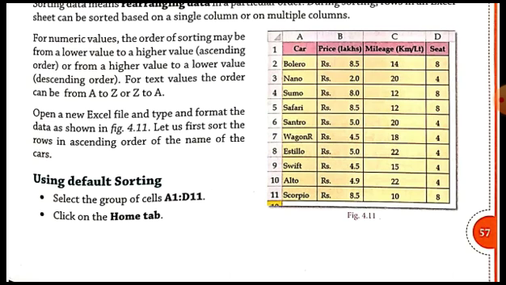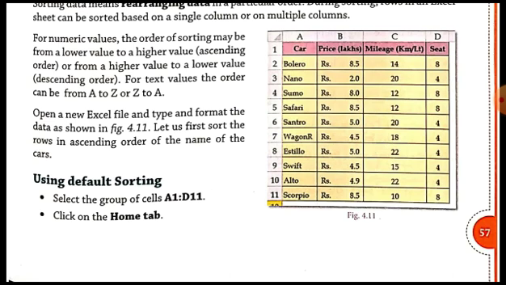Then the mileage. All of you know what mileage is. Mileage means how many kilometers per liter the car runs. It is in kilometers per liter. This is shown in column C, and in column D we have the number of seats in the car, whether it is a 4-seater or 8-seater or any number of seats. So this is the data shown here.